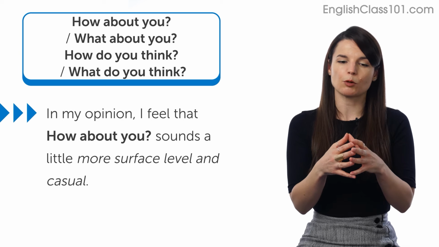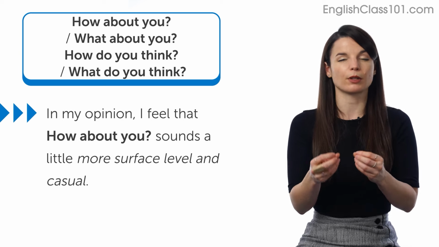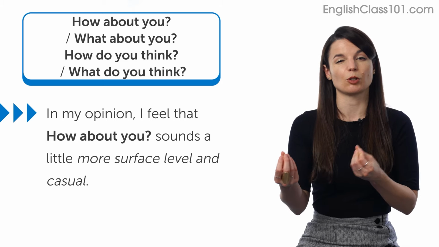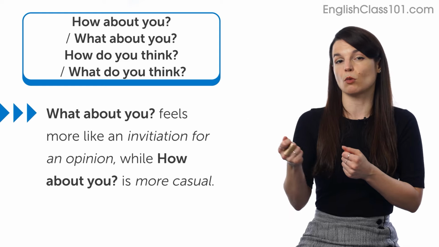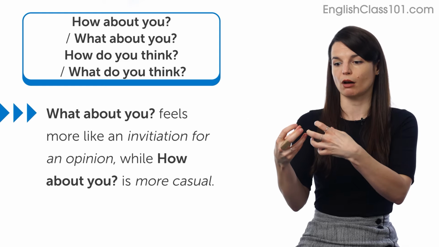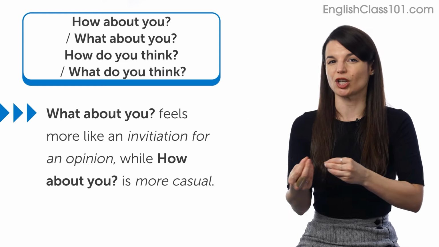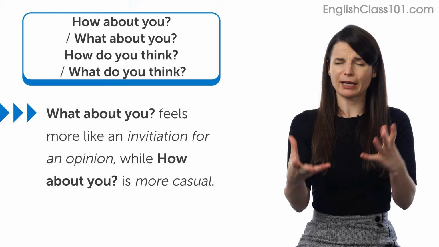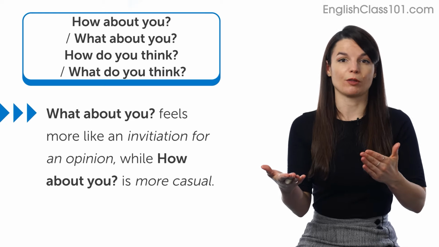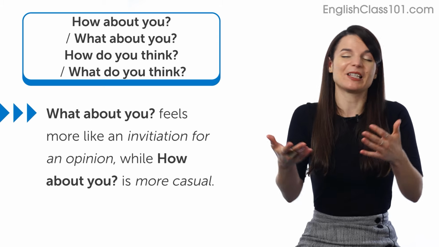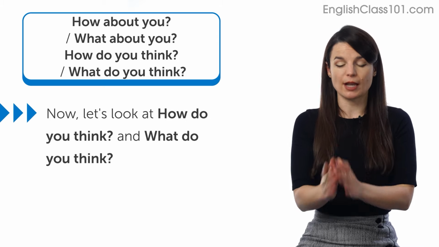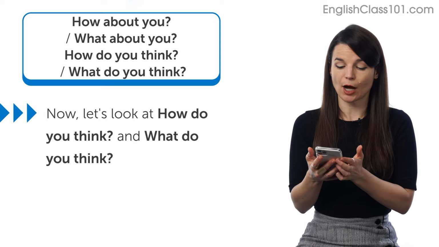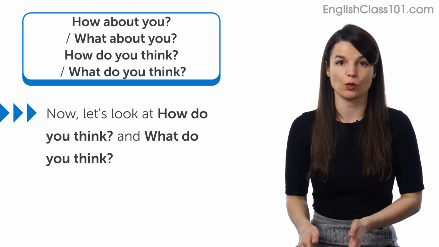So I think that would be the simplest way I could break down the differences between how about you and what about you. What about you, for me, tends to feel more like you're inviting someone to share a little bit more depth than just how about you. But again, depending on your connection with your coworkers and your friends and your teammates, maybe you use them more similarly. But I want to go on to the next part of your question, which is how do you think and what do you think?